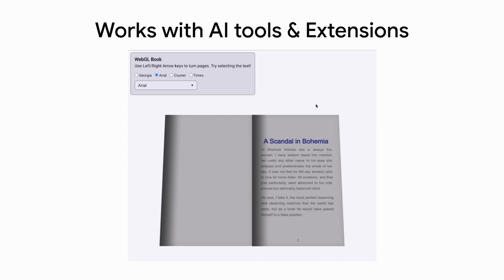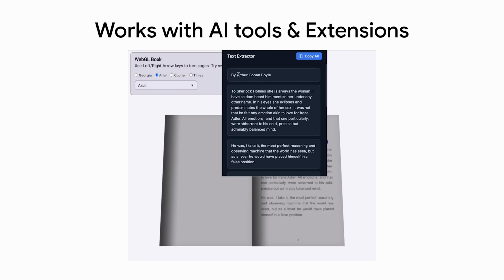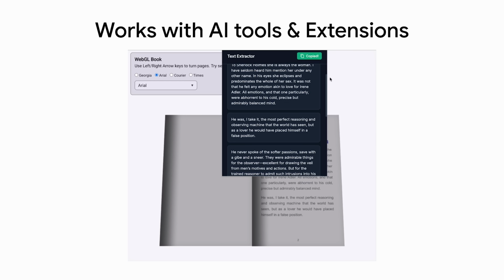Maybe I wanted to read it out loud to me. I can then go in and have something like an agent or even a simple extension like a text extractor access the text directly. Because it's all just text, myself or an agent can then copy out this text, maybe somewhere to read it out loud.